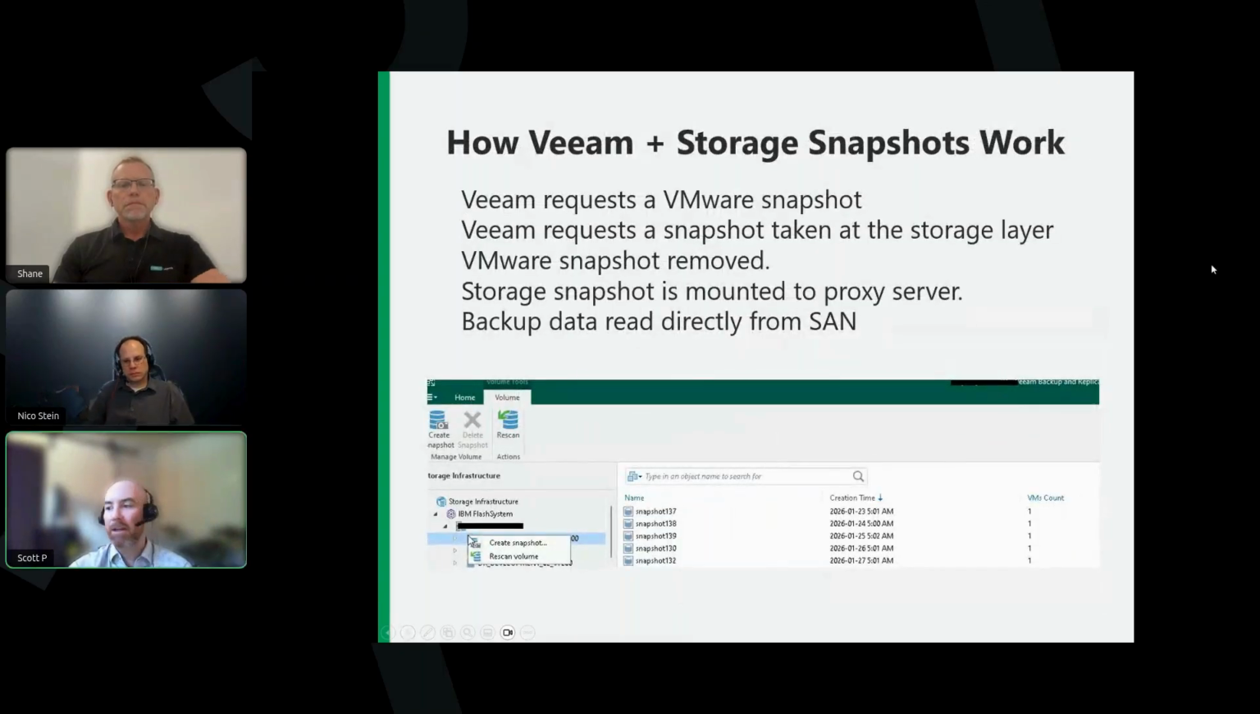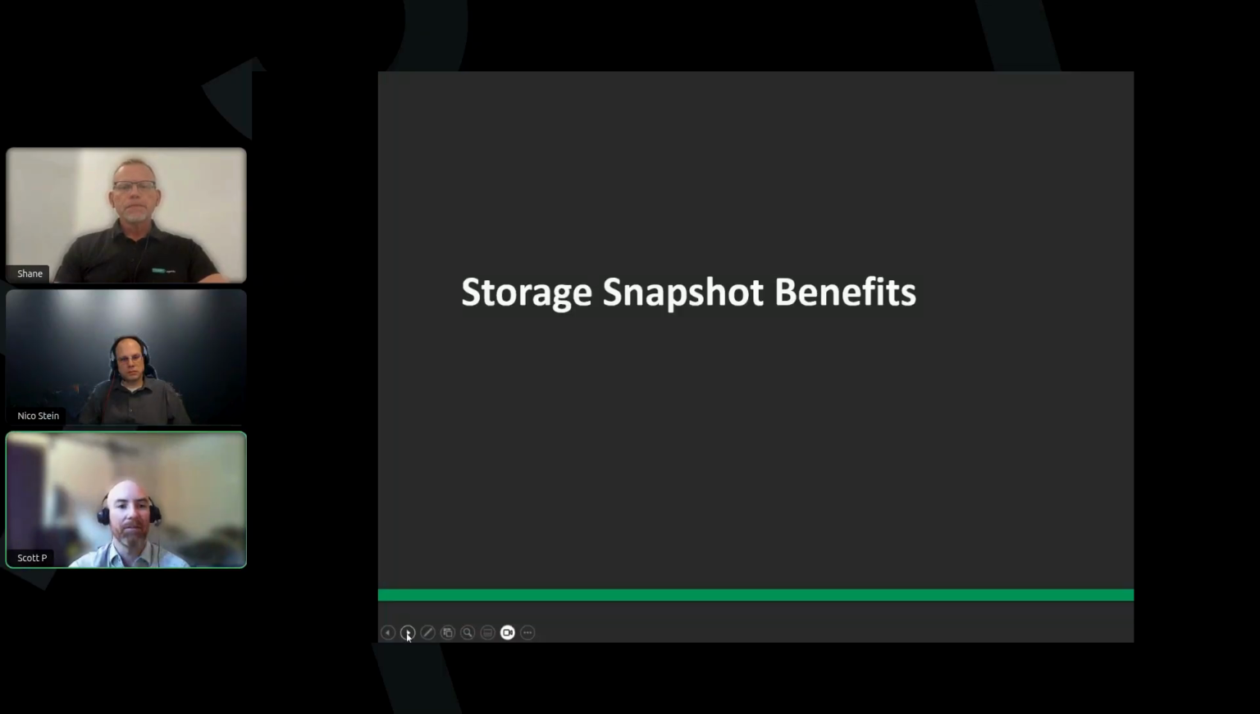So for a regular backup job, Veeam would request the VMware snapshot, and then a storage snapshot is taken following that. And then the VMware snapshot is removed, and the storage snapshot is mounted to the proxy server, and backups are read directly from the SAN. This is great, especially if you have really fast Fibre Channel, because your backups are incredibly fast and there is no impact to the VMware environment.